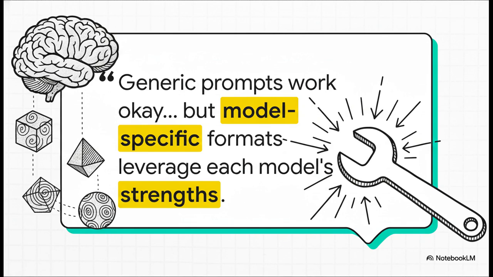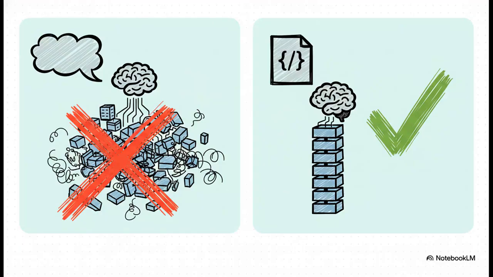This quote here really gets to the heart of it. You can write a generic prompt that will probably get you an okay answer from most models, but okay isn't what we're aiming for. We're aiming for optimal, and to get there, you have to leverage the unique strengths that each model was specifically trained to respond to. So let's look at this.